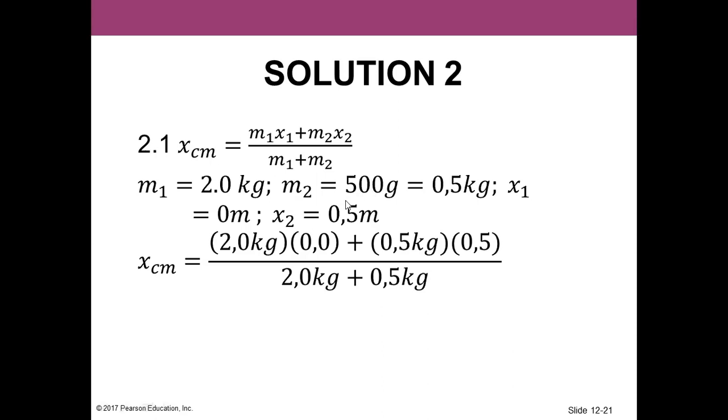The same thing applies to the second mass. If you didn't convert it into kilograms, you'll see that a kilogram and a gram don't add, so you'll have to convert it. Okay, so the final answer is 0.10 meters, which is the center of mass.